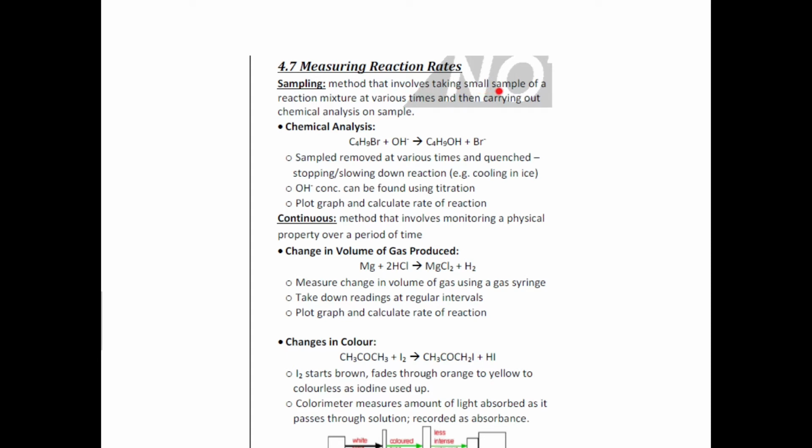Method that involves taking a small sample of a reaction mixture at various times and then carrying out chemical analysis on the sample. Imagine you have a lot of reactant that reacts and forms product. Every 5 minutes, let's say, you take out some sample, and then you can check the concentration, for example.